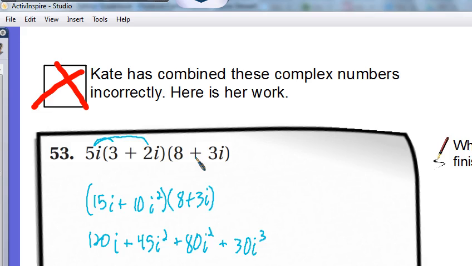Distribute to everything. Can anybody explain why we don't do that? Why we don't distribute that 5i to both parentheses? Well, then we factor it out of both parentheses. So then we have, we're going to multiply everything together. 5i doesn't have to be distributed. But why not to both?